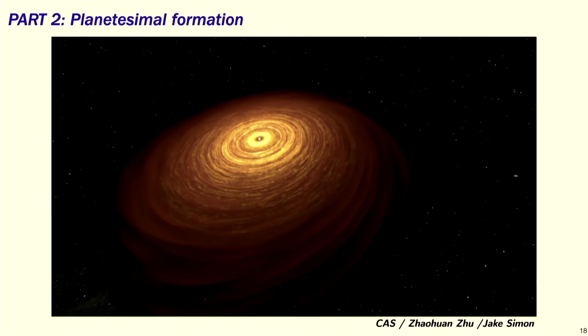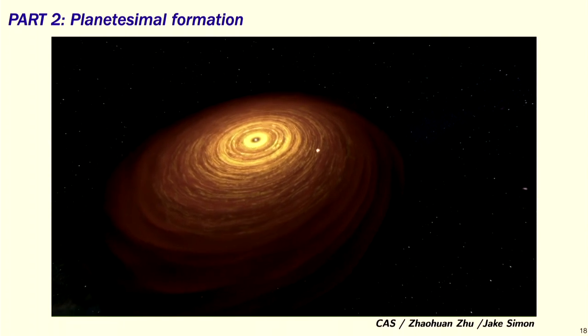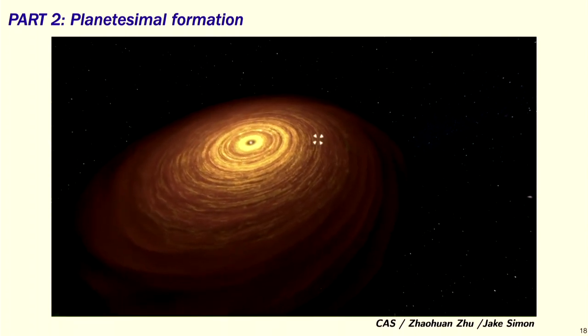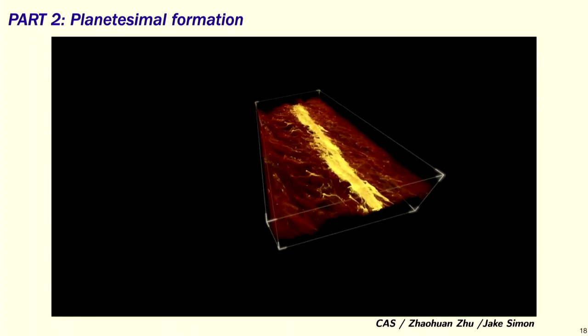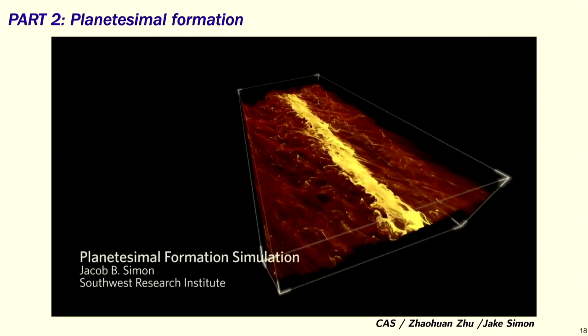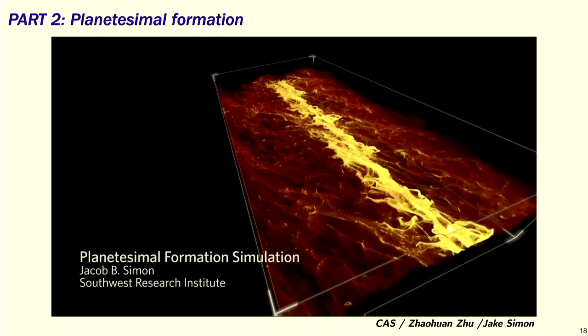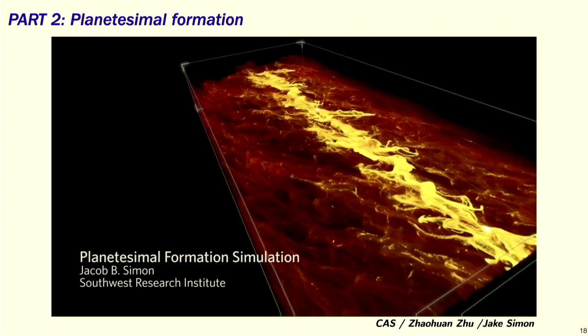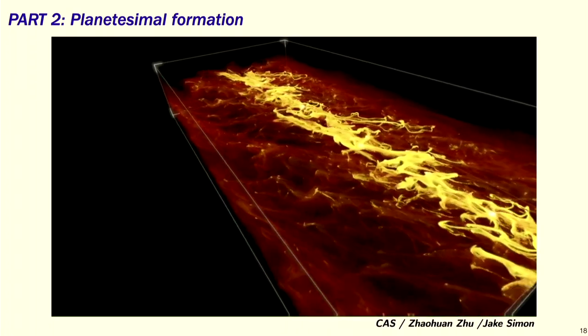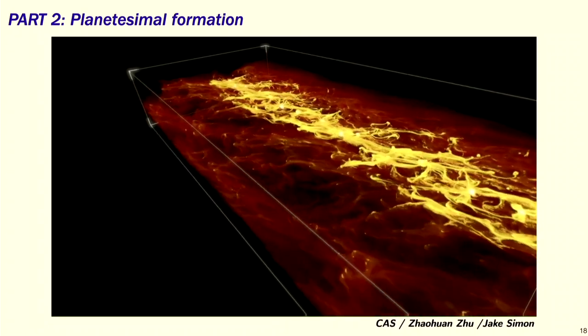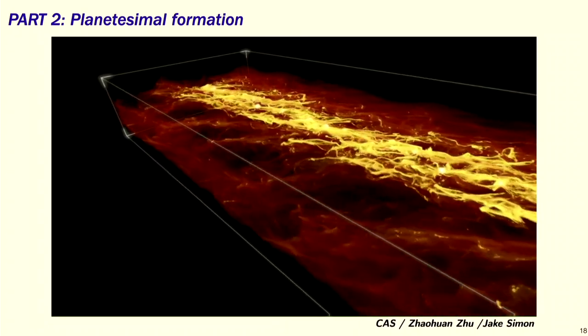All right, so let's continue forward with planetesimal formation. And that's a process that takes place on very, very small scales in protoplanetary disks deep within the midplane, as shown in this rendering of a real planetesimal formation simulation in a shearing box. So this is what you see here. And you see basically these clouds of pebbles that merge and can form planetesimals.